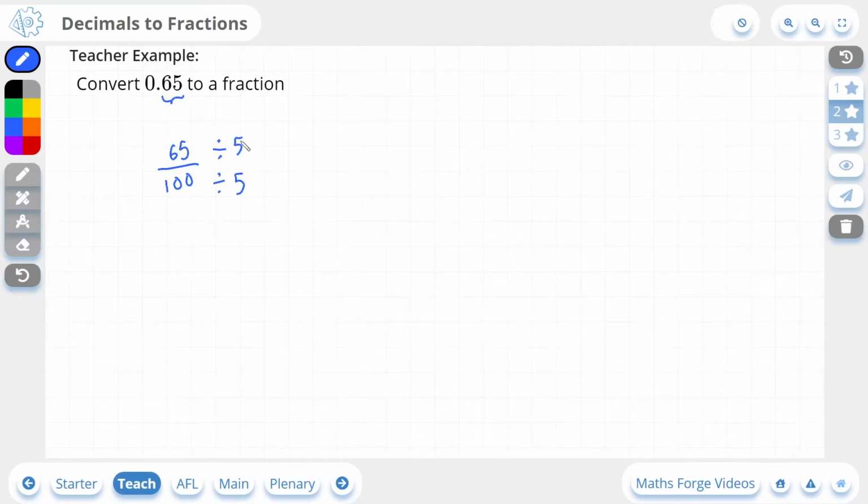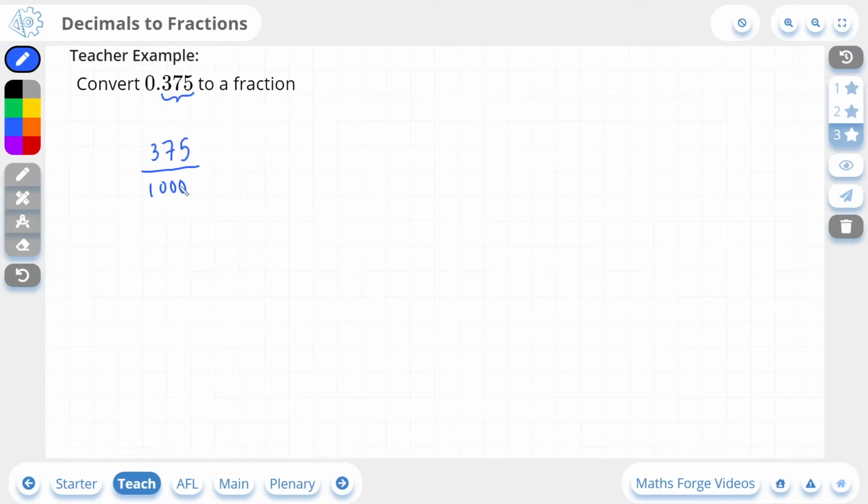So 65 divided by 5 is going to give us 13, and 100 divided by 5 is going to give us 20. So I can't simplify this any further since 13 is a prime number, so this should be our answer in its simplest form. And if we check our answers, there it is. For the three-star examples, we have three digits after the decimal point. So therefore, the fraction is going to be over 1000, and it's going to be 375 over 1000.